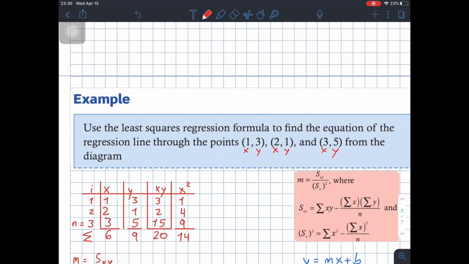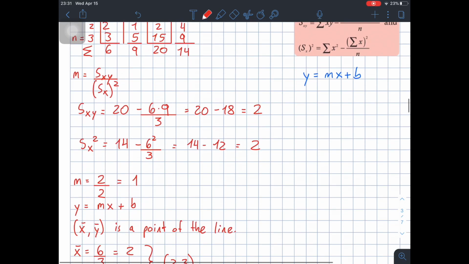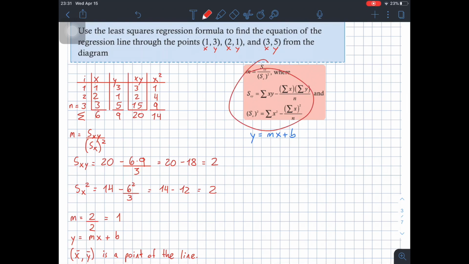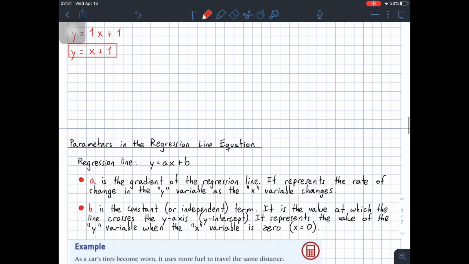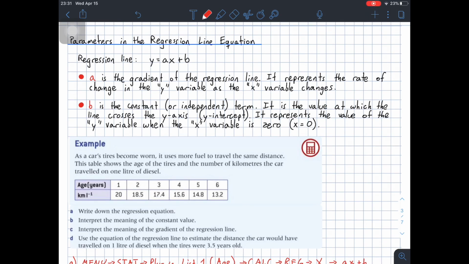Okay, so that's how we calculate the exact equation of a regression line by hand, which we're not going to do all the time. I just did this for a simple example for you to understand how this formula works. Okay, finally, I'm going to show you how to do this using your calculator.